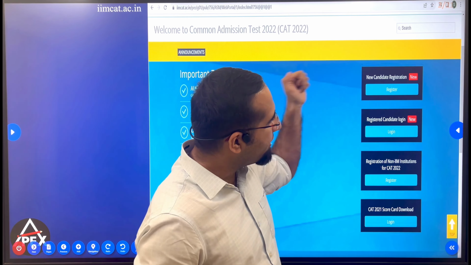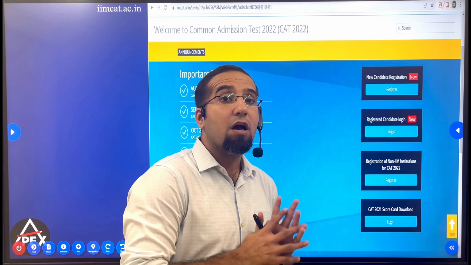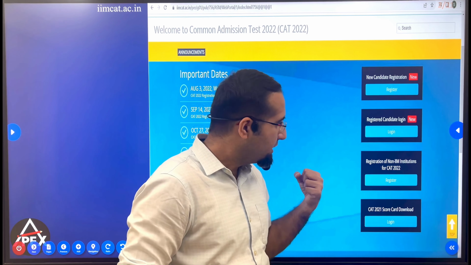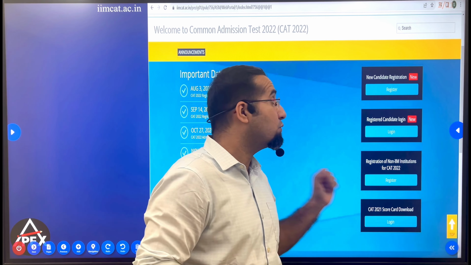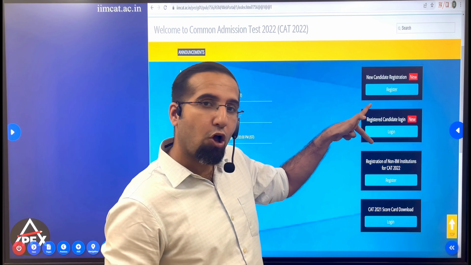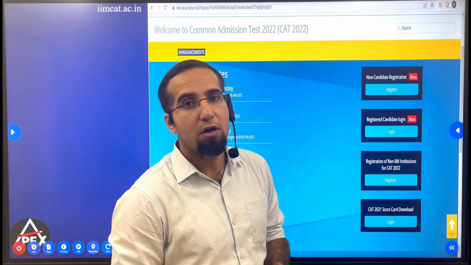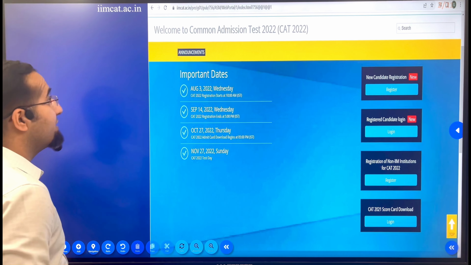You have multiple options here. You have new candidate registration. Now this is where we all fall in. Our job is to click register here, right? Some of the students had asked me, is registration of non-IIM institutes for us? No, this is for the institutes altogether. Registered candidate login is also not for us. We will use this once the registration is done. So our first job is to click on the new candidate registration.